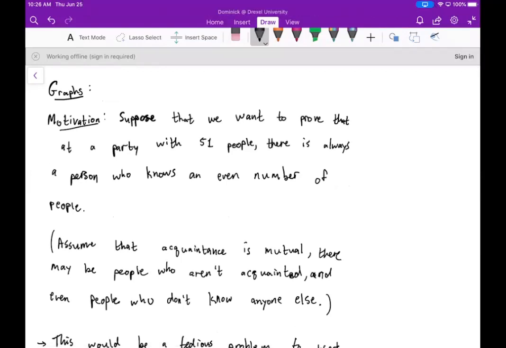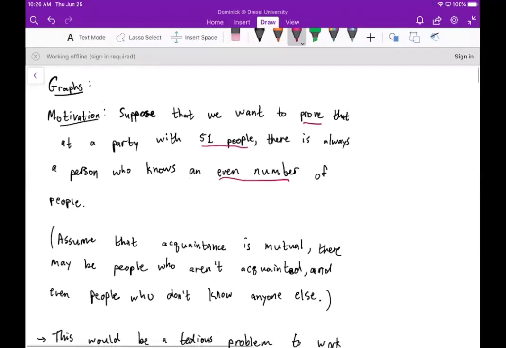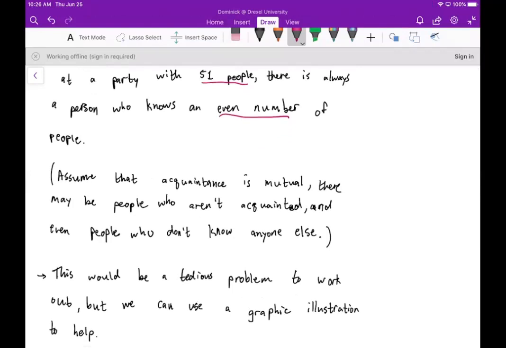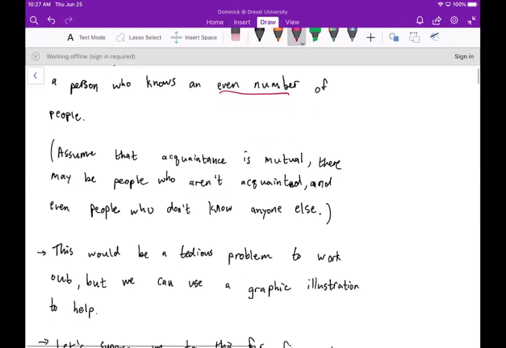Now, the motivation behind the idea of a graph is we're going to suppose that we want to prove that at a party where there's 51 people, there is always a person who knows an even number of people. Okay, now we'll assume that acquaintance is mutual, and of course, there may be people who aren't acquainted. And there also might be people who don't know anybody else. They might just be showing up to the party but don't know anybody.